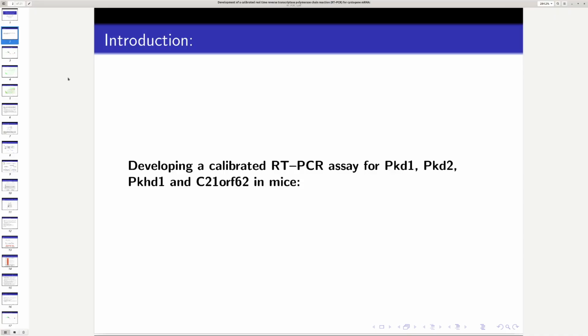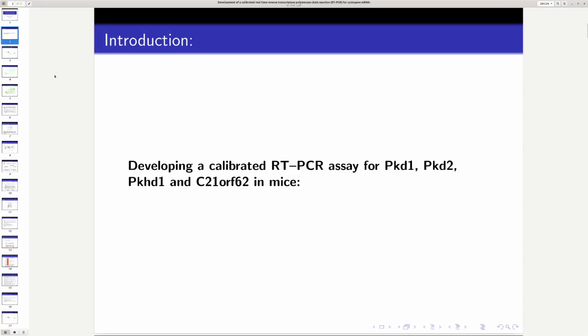Now, I'm also interested in an orphan ORF, open reading frame, called C21orf62, which encodes a protein called exosomal polycystin 1 interacting protein. And as the name suggests, this protein interacts with polycystin 1, the product of the Pkhd1 gene.